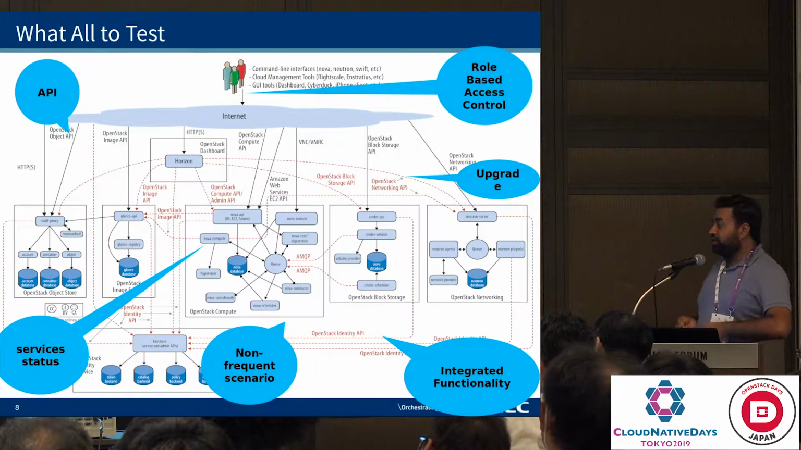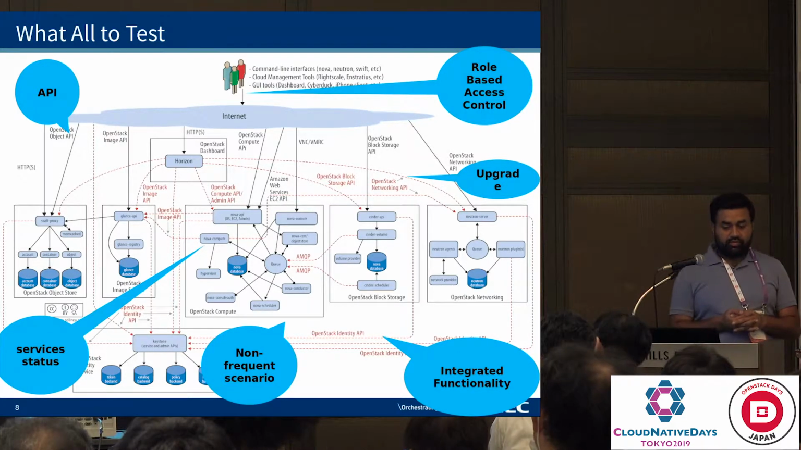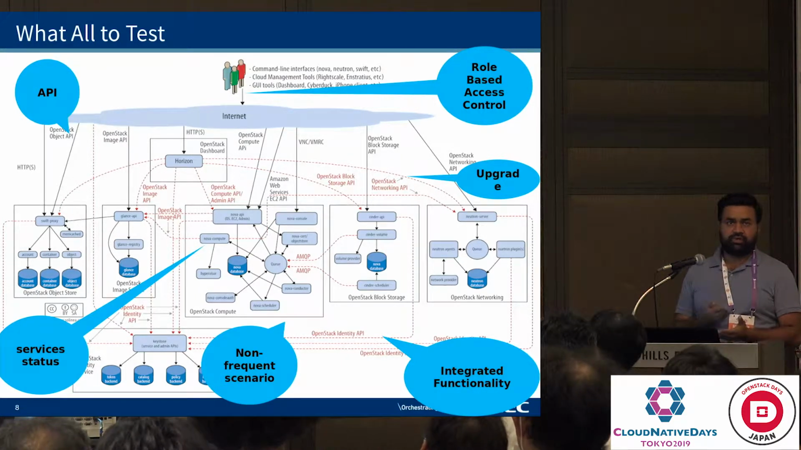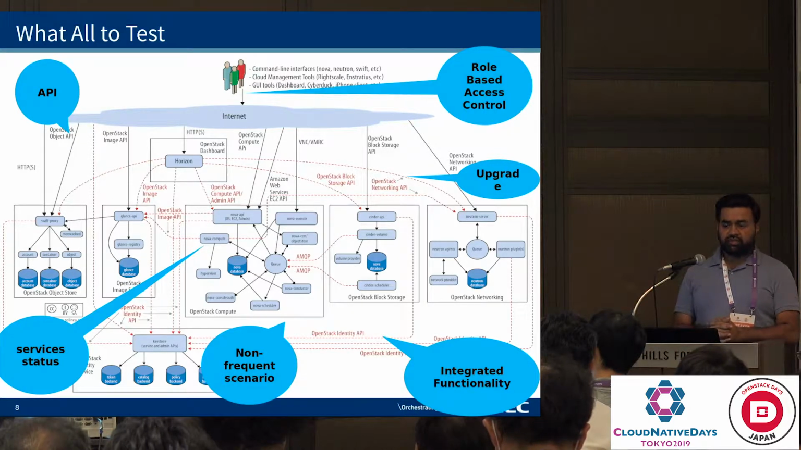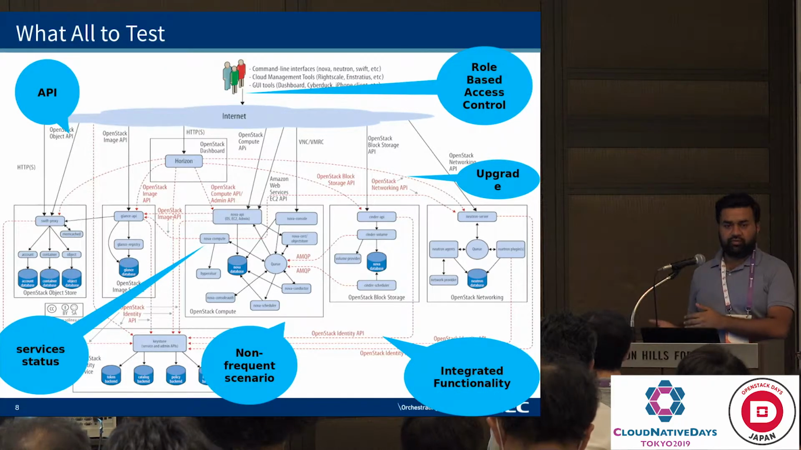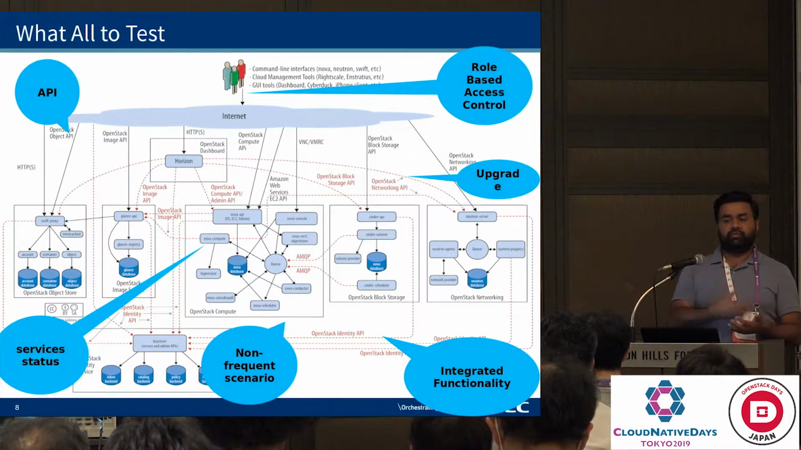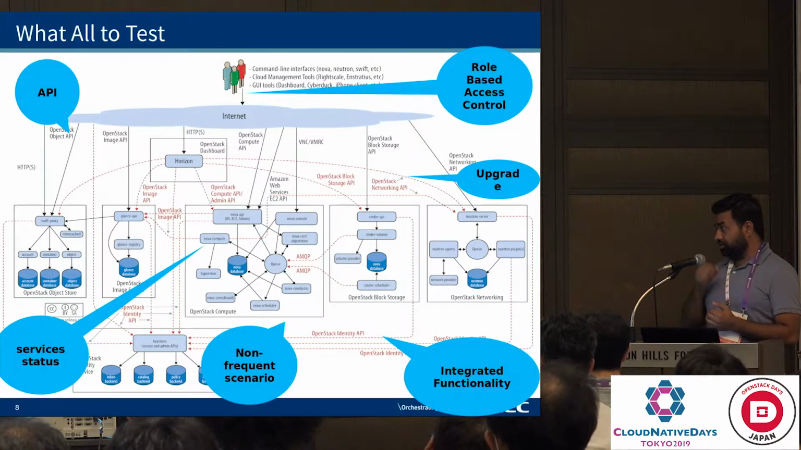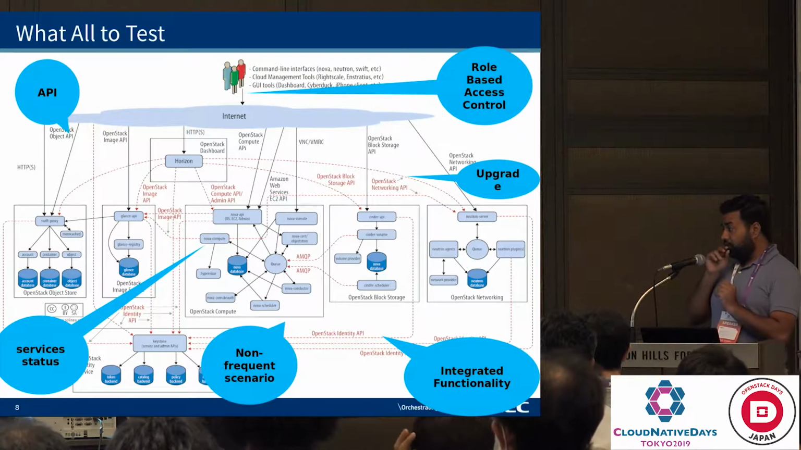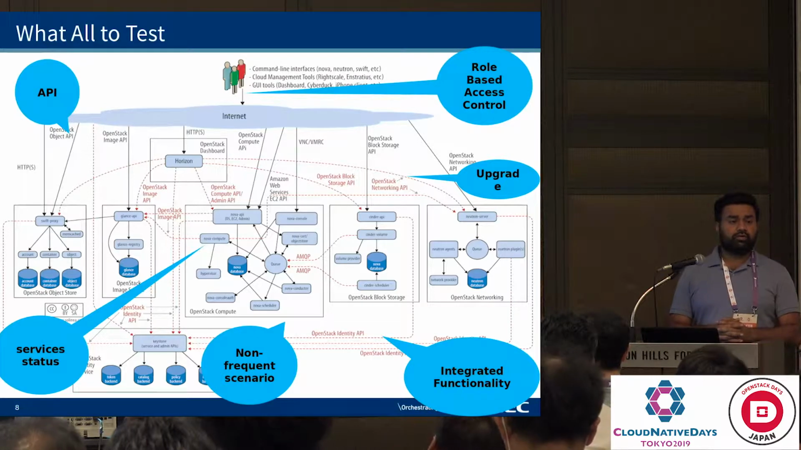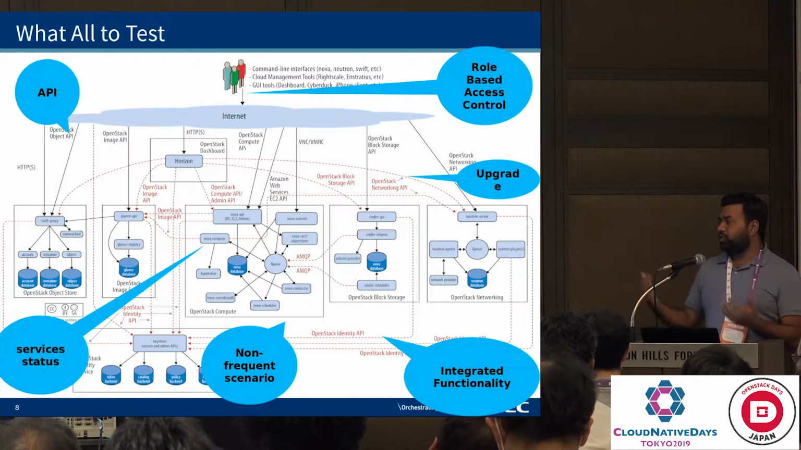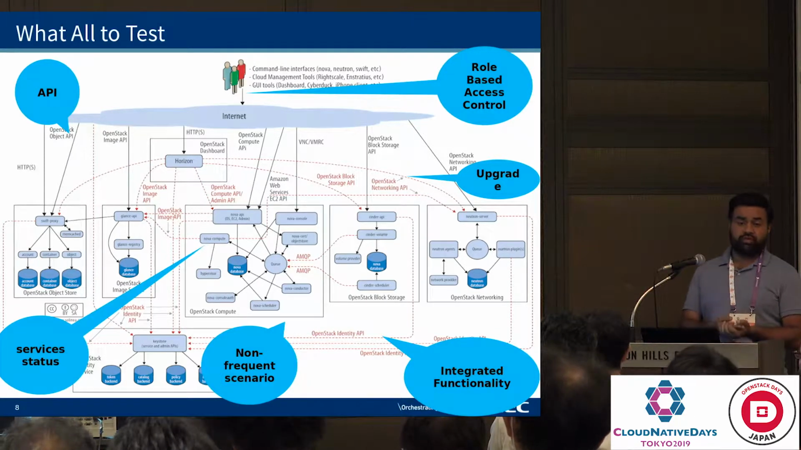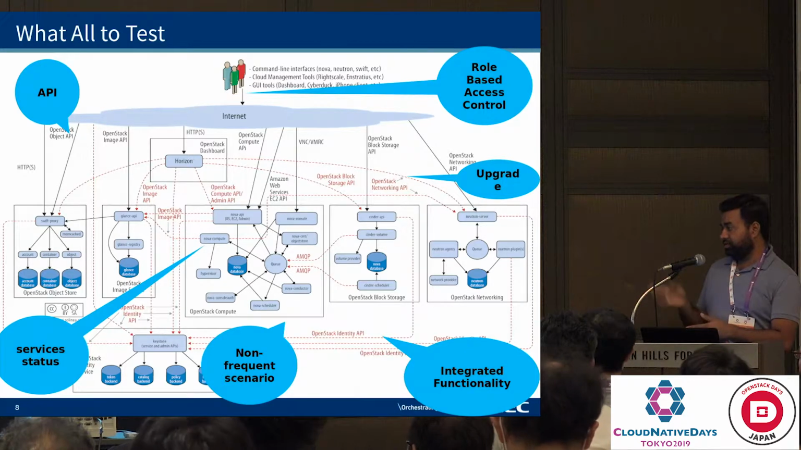Second is non-frequent scenarios. We have many features in OpenStack which are not so frequent. For example, one is shelve instance. You can shelve your VM, which will offload the image from your compute node and hypervisor. Those are not frequent features, so we want to make sure they are also in working state whenever a user requests or an admin performs those scenarios. So we want to monitor those via the testing.